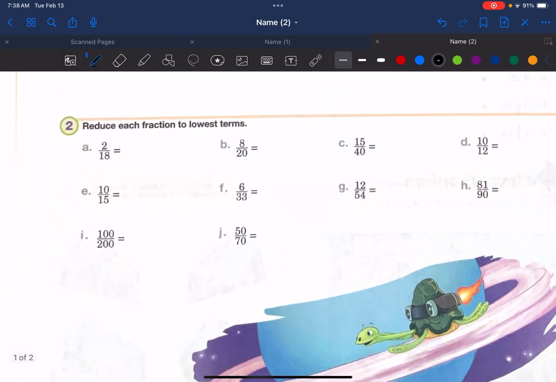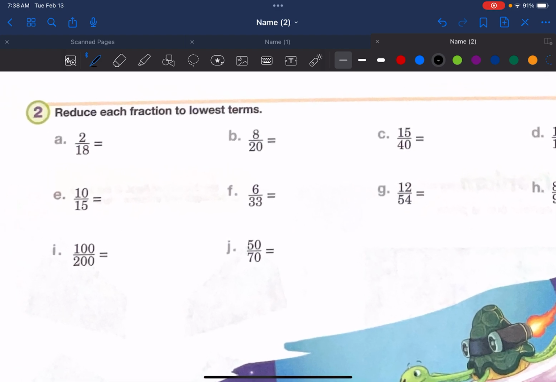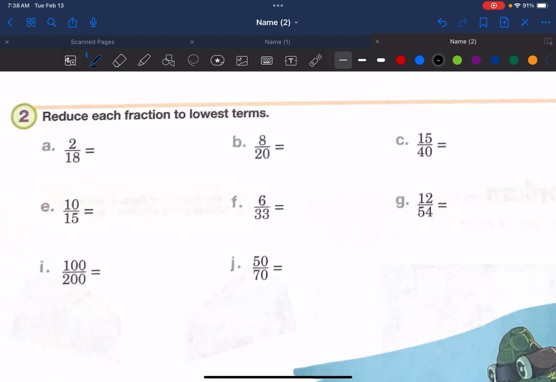All right, part 2 says reduce each fraction to the lowest term. Lowest term means that you can no longer have any number that can divide into both of these numbers. That's why we use the greatest common factor, and that's why we learn that. So now, the biggest hint is anytime you have 2 even numbers, it can get reduced again because it can be reduced by 2. But the number 2 is not always the greatest common factor.